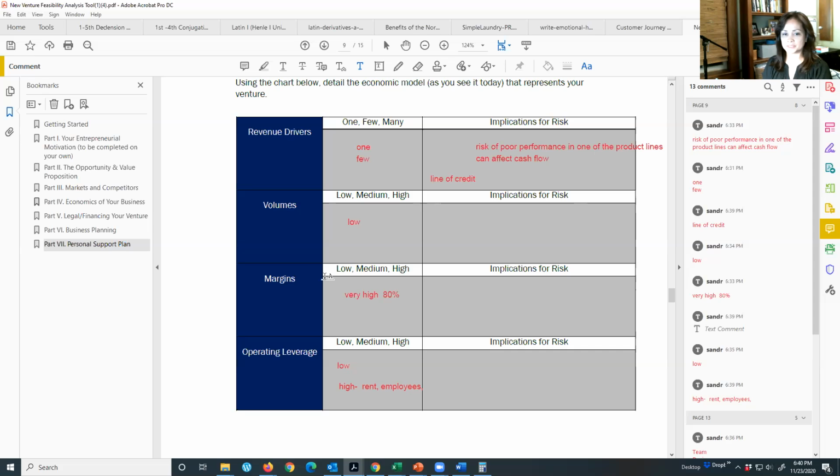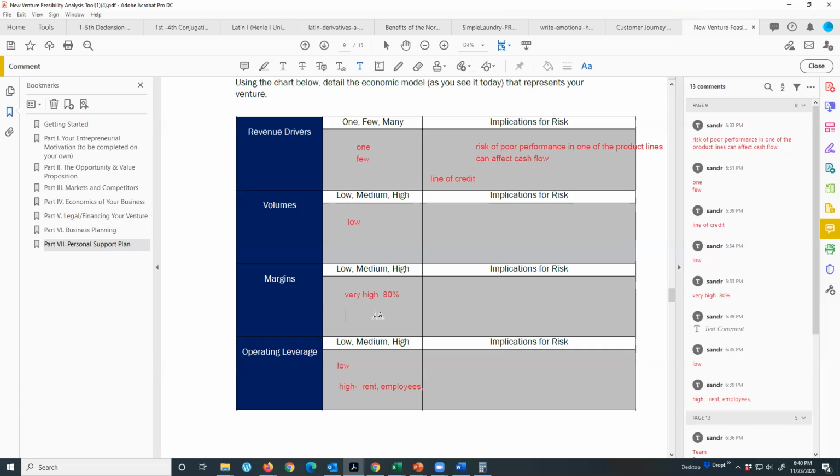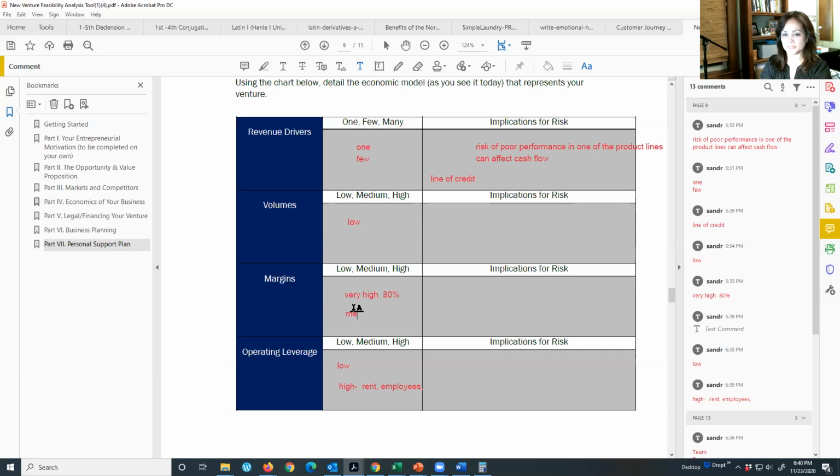Okay, so your margins are going to be different for each of your services, like the wash and fold, the advertising. We'll just write medium for now, because we don't know what they all are yet. Correct. Hopefully those contracts will give you a really comfortable margin, and they'll give you some recurring revenue. So, implications for risks with your margins and your volumes.